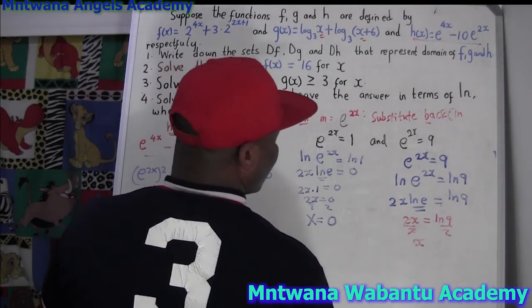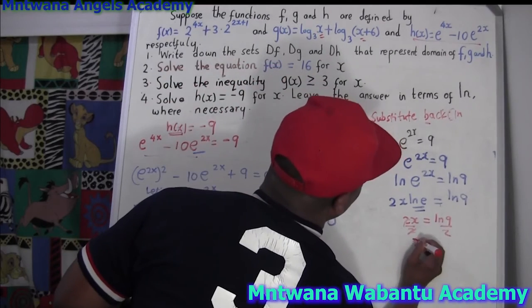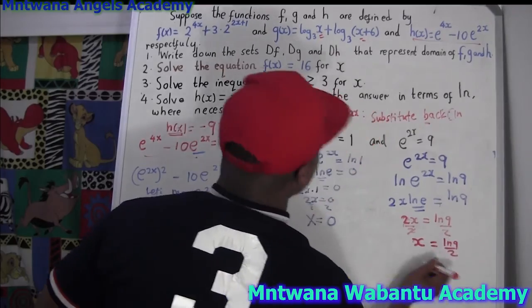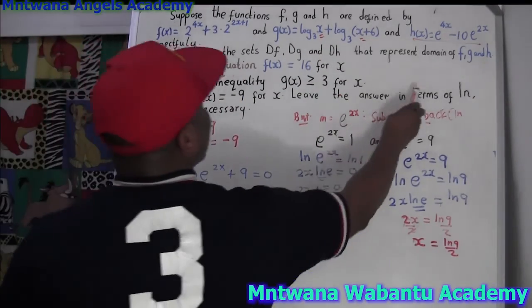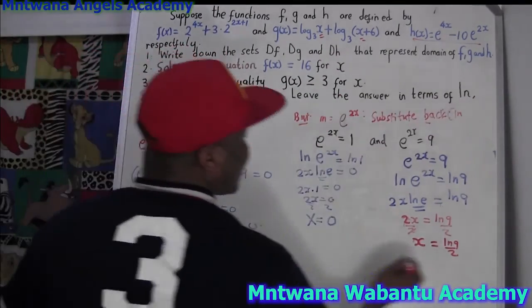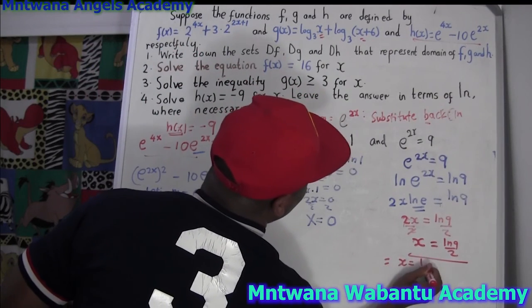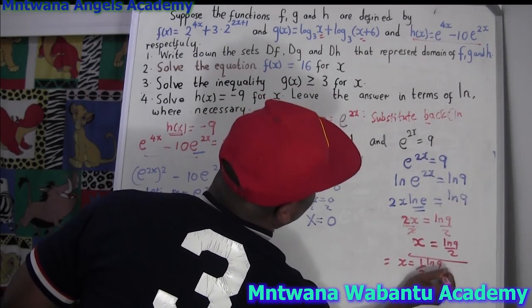So our x equal to ln of 9 over 2. And they didn't say here in terms of ln, so this is the final answer. You can also write it as x equal to 1 over 2 ln of 9.